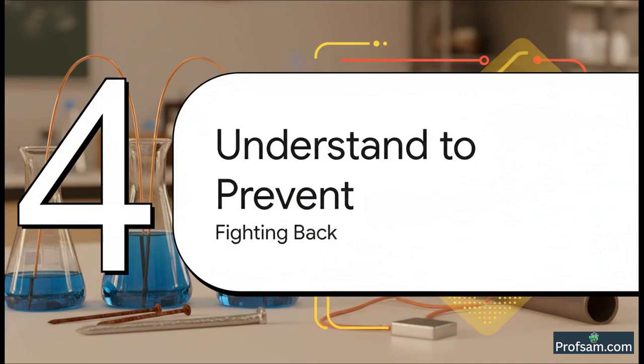So, we have gone through the entire process. What is the main point to take away from all this? The main point is that corrosion is a complex electrochemical process, and the reason we studied it in such detail is very simple. Only if you understand how it happens, you can figure out how to prevent it.